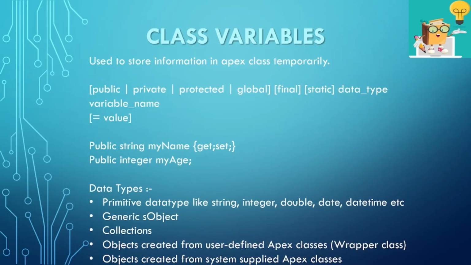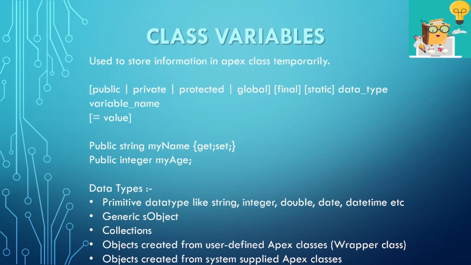Now, how do we define a variable? We again have modifiers like public, private, protected, and global, so we can give any one of them. Then we can give a keyword like final. Final means whatever value you have given is final, and you cannot modify it further. Then you have another keyword called static. About the static and non-static difference, we will discuss in our upcoming sessions.